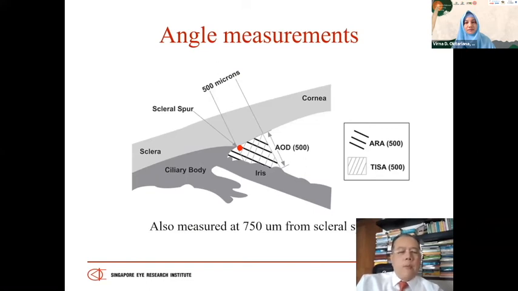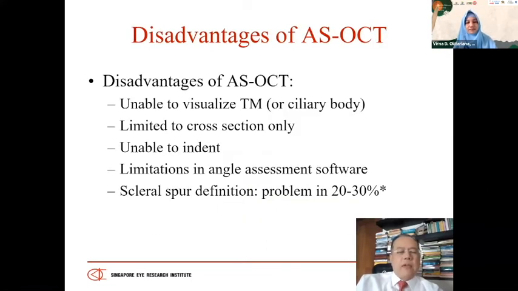As I said earlier, you can also make measurements of the angle, again relative to the scleral spur, and these include angle opening distance, angle recess area, and others. And again, these measurements are made 500 microns from the scleral spur, because this is where we expect the trabecular meshwork to lie. The disadvantage of the anterior segment OCT is that we are unable to visualize the trabecular meshwork in most cases, and so we need to guess a little bit as to whether there's angle closure.